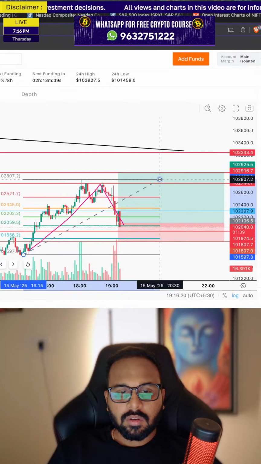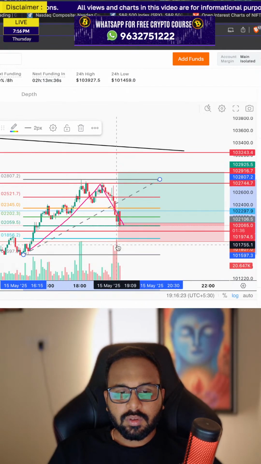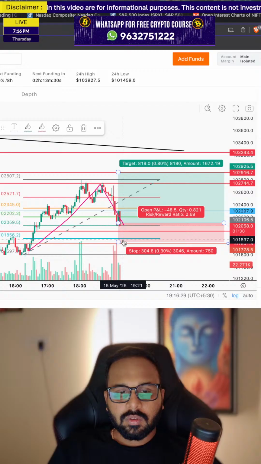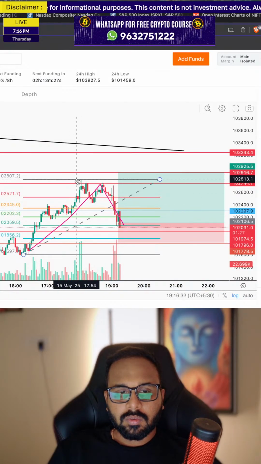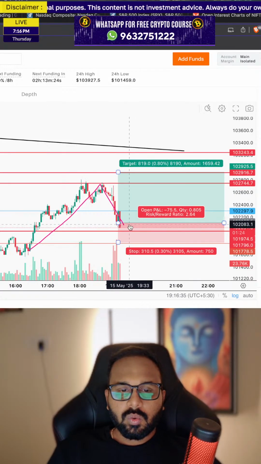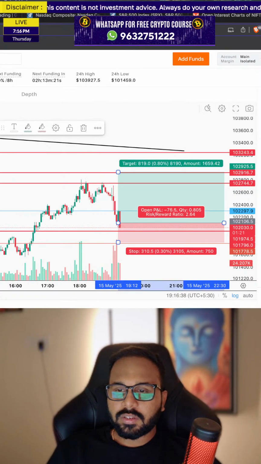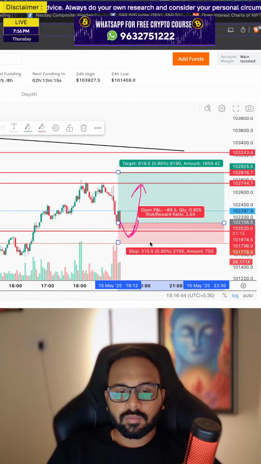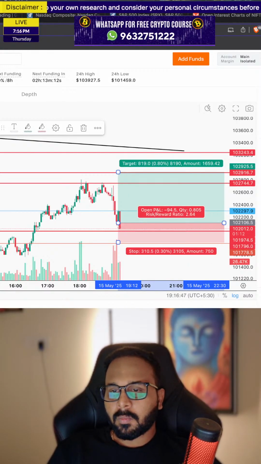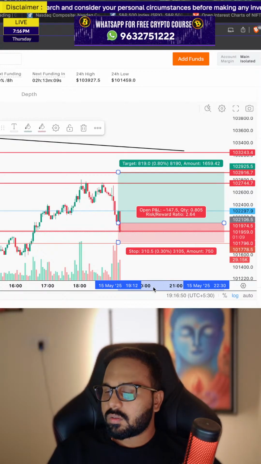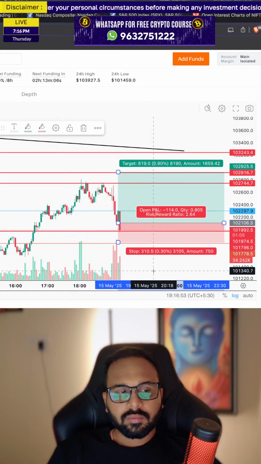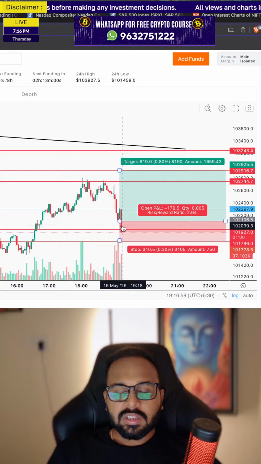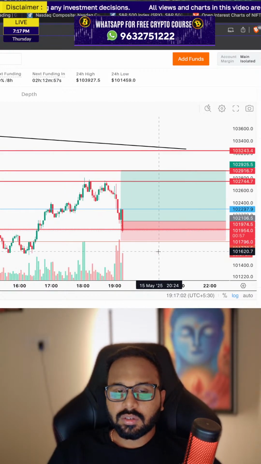Where is it? If you get a little more lower level, then you plan your entry, it will be a bit safe. I mean somewhere at this zone. Sellers are a bit strong here. They're holding on.